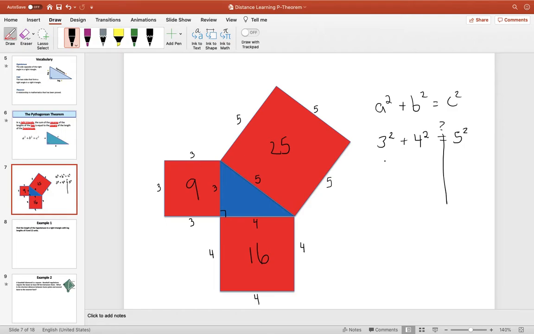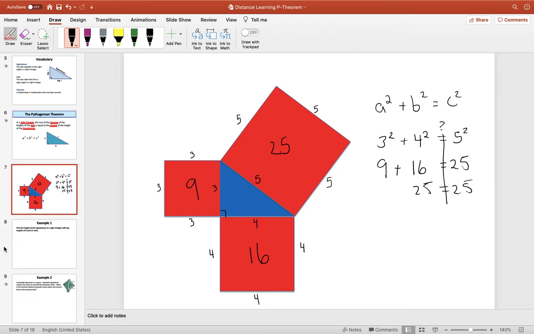So we know that 3 squared is 9. We know that 4 squared is 16. And we know that 5 squared is 25. Now, conveniently, the sum of 9 and 16 is 25. So 25 equals 25, which is what we expect. We expect the sum of the squares of the legs to equal the square of the hypotenuse. So that's a really simple explanation of why it works.